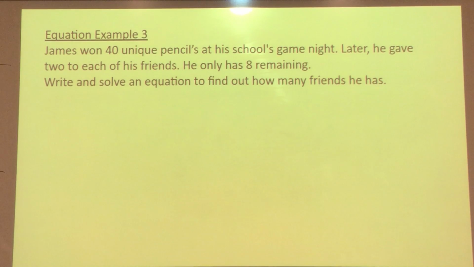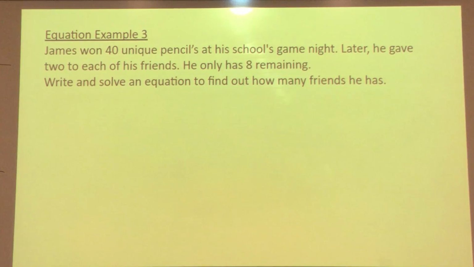It says James won 40 unique pencils at his school's game night. Later he gave 2 to each of his friends. He only has 8 remaining. Write and solve an equation to find out how many friends he has.